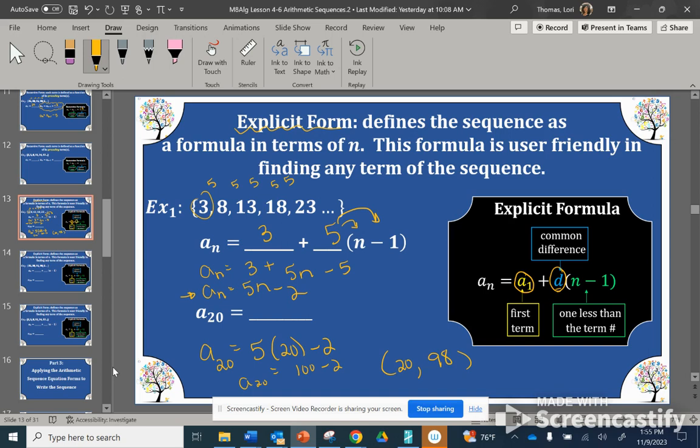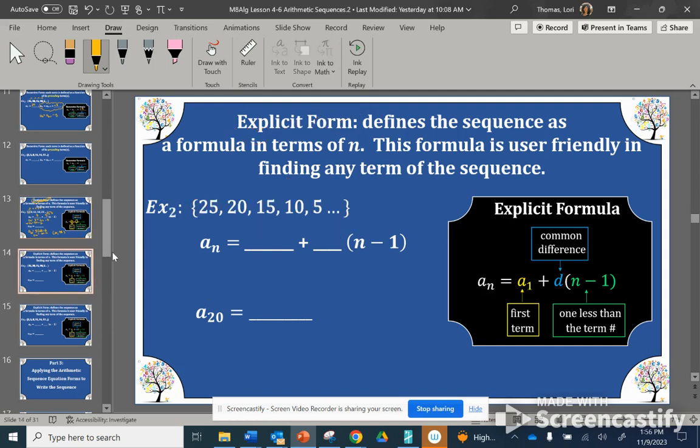So simplifying from explicit gives us what looks like slope-intercept form, but again, if we were to graph this, we would not graph an ordered pair on the y-axis because there's no such thing as a 0th term in our sequences. But this does help us identify any term in our sequence. So way on down the line, our 20th number would be 98.